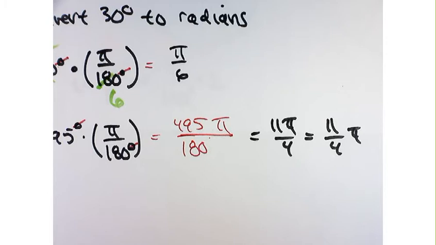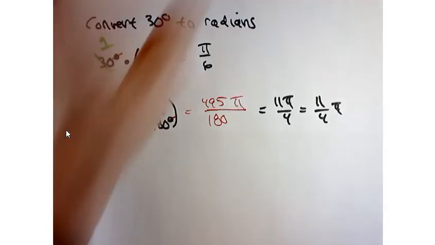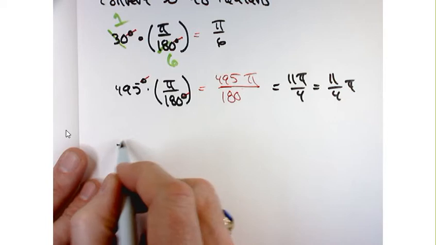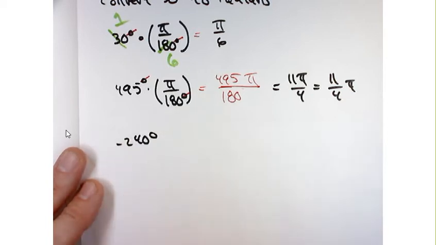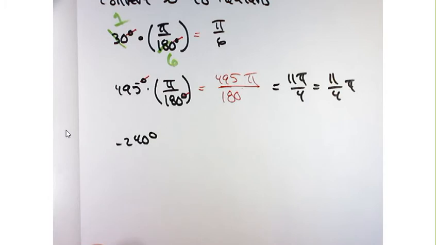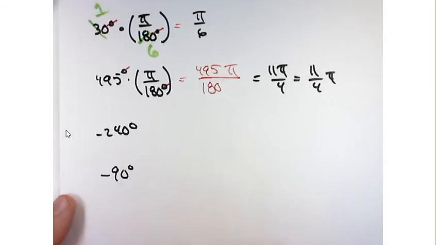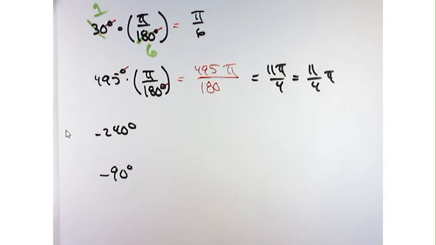Let's see here. Let's try some more. In fact, let me give you 2 to try, and I'm going to walk around, try and learn some names, and let you work on this as well. If you're watching this later, you can skip past some of this stuff until I resume my lecture. So let's do negative 240 degrees. Let's turn that into an angle in radians. And let's also do negative 90 degrees. Turn that one into an angle in radians. So give that a shot.